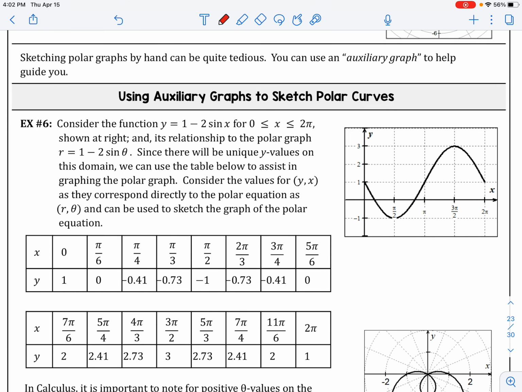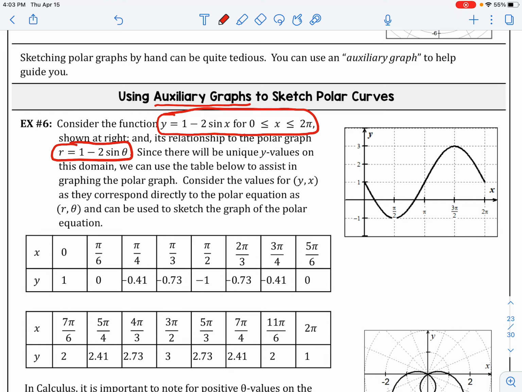Okay? All right. Using auxiliary graphs to sketch polar curves. Consider the function. Now we're going to use an auxiliary graph, okay? This is going to sound weird. It's going to look weird, but consider this function from 0 to 2 pi, shown at the right. So they've already sketched it, and its relationship to the polar graph. Notice that we just changed the y to an r, and the x to theta, okay? So since there will be unique y values on this domain, we can use the table below to assist in graphing the polar graph.